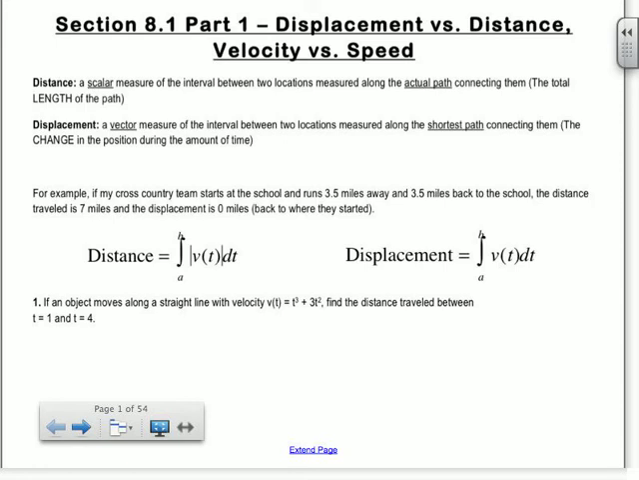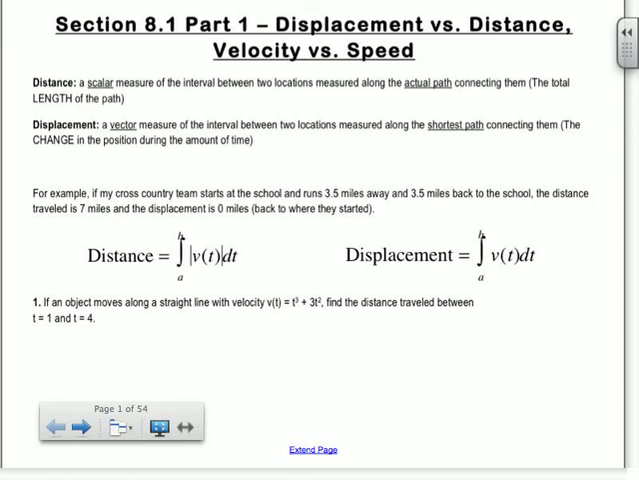Does this make sense? This is very important on the AP test. Basically the distance is adding up the absolute value of the velocity from point A to B, and displacement is just velocity from point A to B, so adding up all of them. So distance is absolute value. Think of the 3 miles out, negative 3 miles back. 3 plus 3 is 6, right?